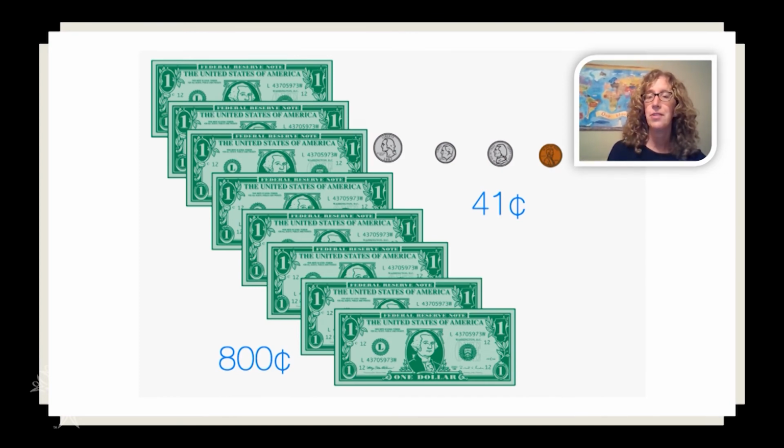We have 841 cents altogether, $8 bills and 41 cents with our coins. What would happen if we hop backwards? What would happen if we take away 100 cents? What would your number line look like then?